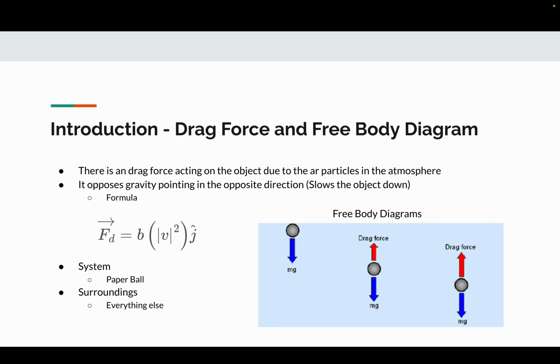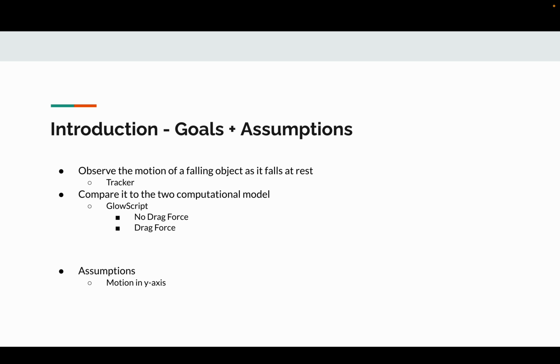surroundings are everything else. The goals of this experiment are to observe the motion of a falling object as it falls from rest using Tracker. We will then compare it to the two computational models, one that includes drag force while the other does not. We will be using GlowScript and Python in order to model the data. A key assumption is that we will only be including the motion in the y-axis.